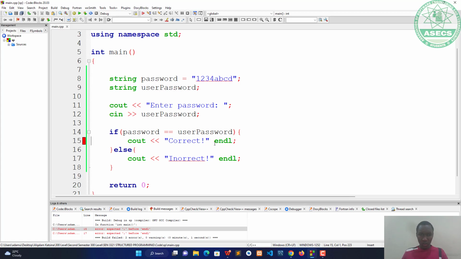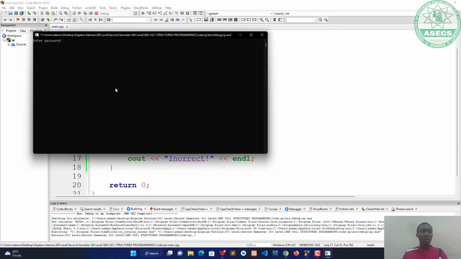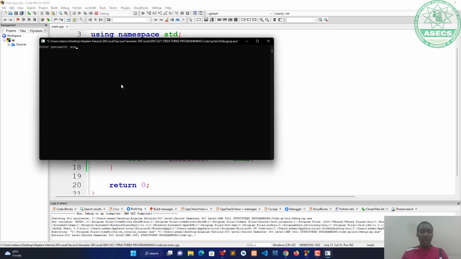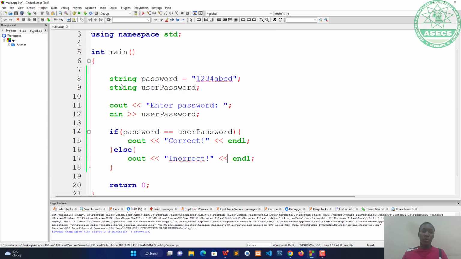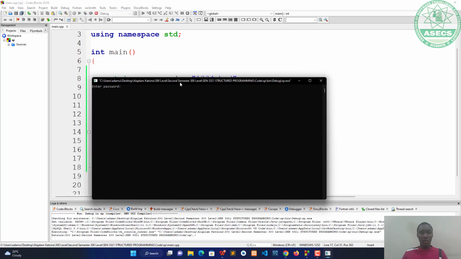I have an error over here. Let's check what's the error. Okay, I need this and I need this. Alright, now it's telling me to enter password. Let me just put AUK. You see, it says incorrect. Alright, let me try SX. Incorrect. Alright, now let me just try that 1, 2, 3, 4 ABCD.